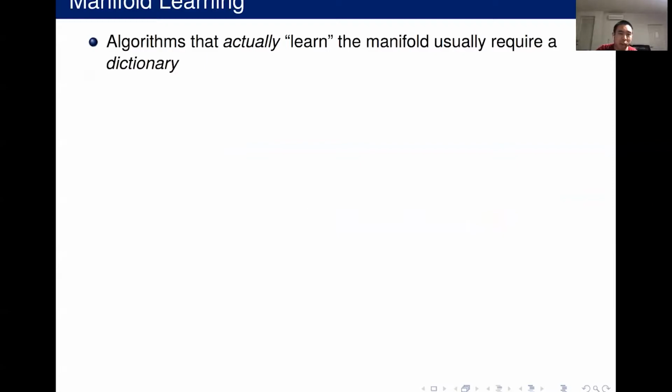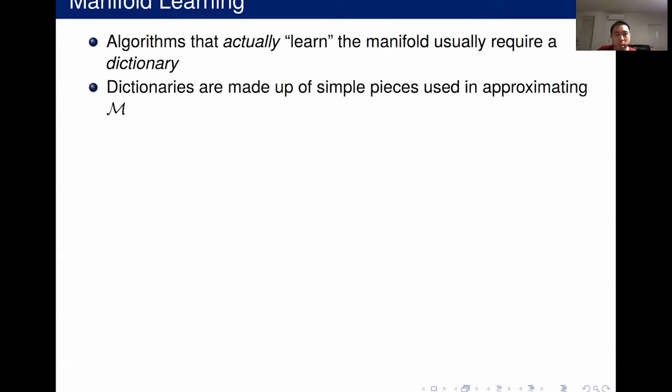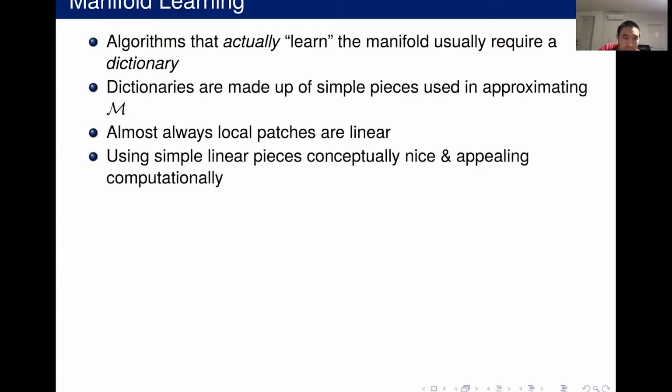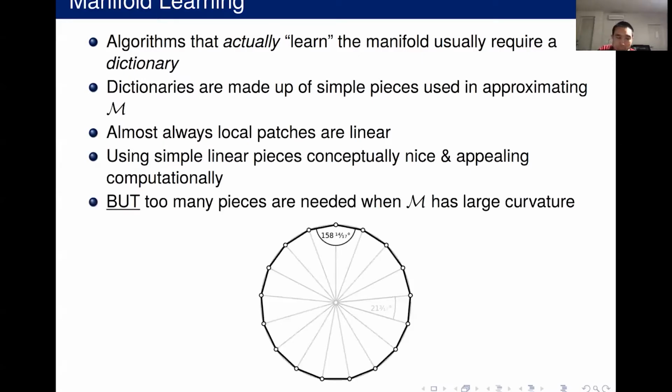So algorithms that actually learn the manifold usually require a dictionary because a global method is not good enough. We need some local method. And each local basis is an element in the dictionary. So dictionaries are made up of simple pieces used in approximating manifold M. Almost always the local patches are linear. Using simple linear pieces is conceptually nice and appealing computationally. Also, it matches the intuition. That is, the manifold can be approximated by its tangent space locally.